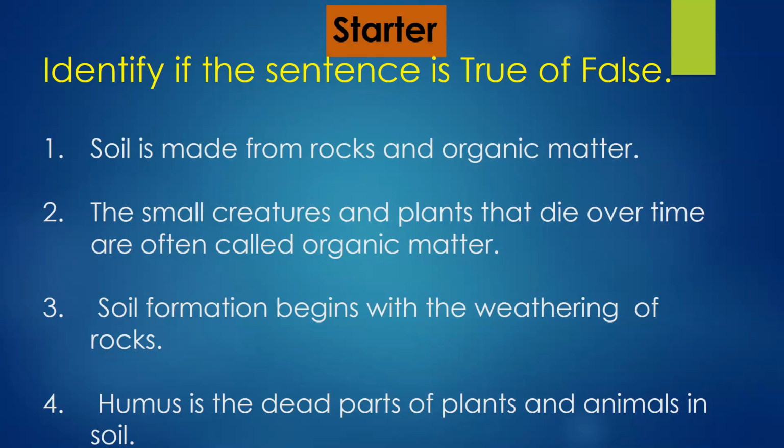Number 1. Soil is made from rocks and organic matter. Number 2. The small creatures and plants that die over time are often called organic matter. Number 3. Soil formation begins with the weathering of rocks. And fourth, humus is the dead parts of plants and animals in soil. Pause the video and write your answers.